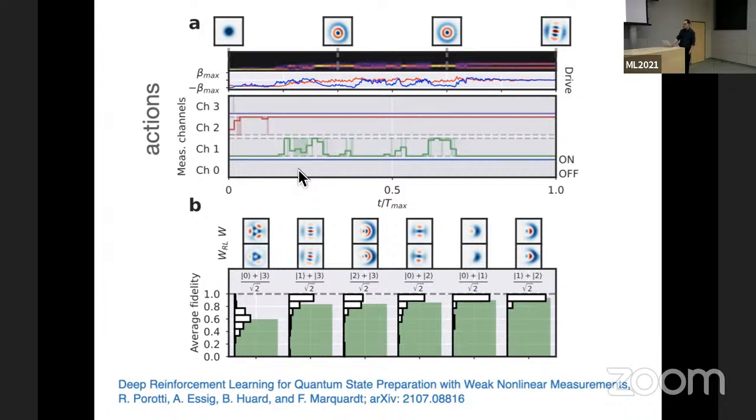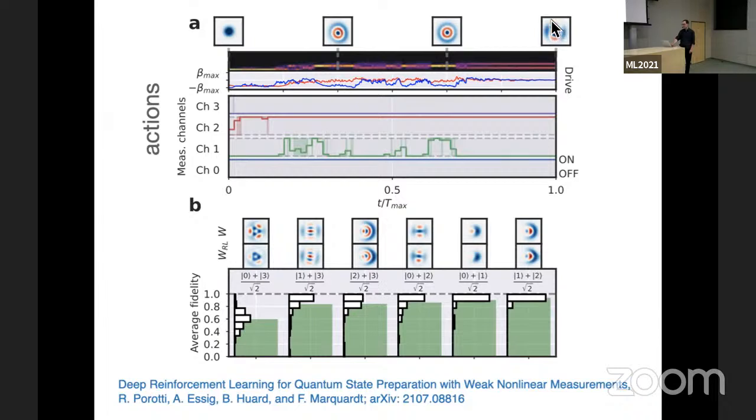In addition to driving with different amplitude as a function of time, you can also imagine switching on and off the different measurement channels. So this is also possible in a setting such as this. So these are the different controls that you have available. The target will be to produce and to stabilize a certain quantum state inside the cavity.